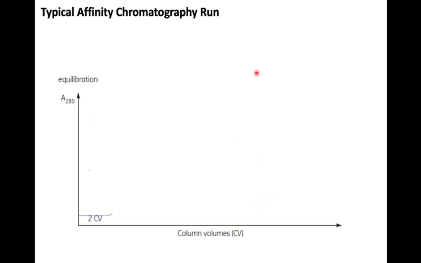When we look at a typical chromatograph, we can use absorbance to measure the elution of proteins off the column. Often we use this on the y-axis, and then on the x-axis we have column volumes, known as CV. So what we do is we start off by eluting with 2 column volumes. And this is where we begin to add the sample.